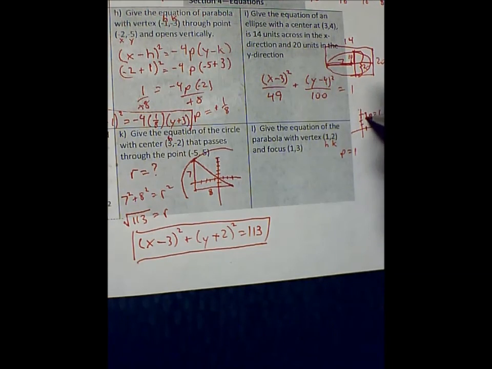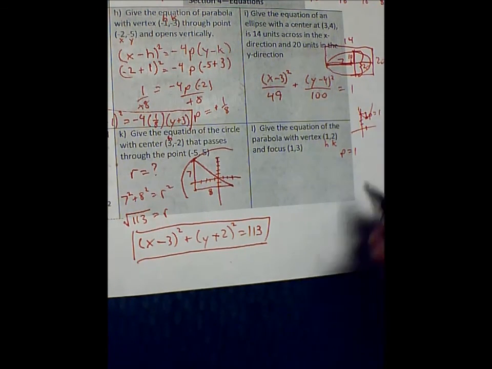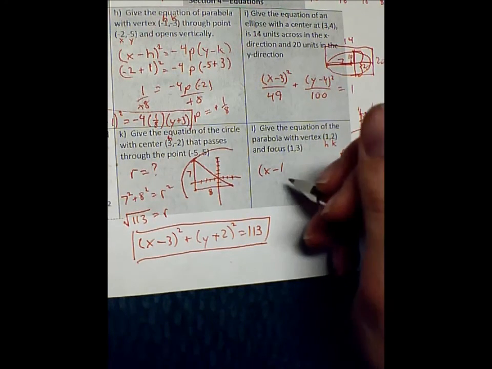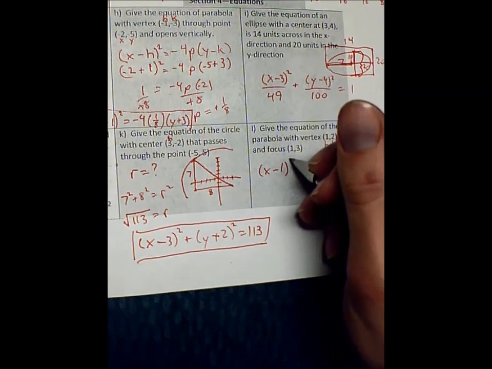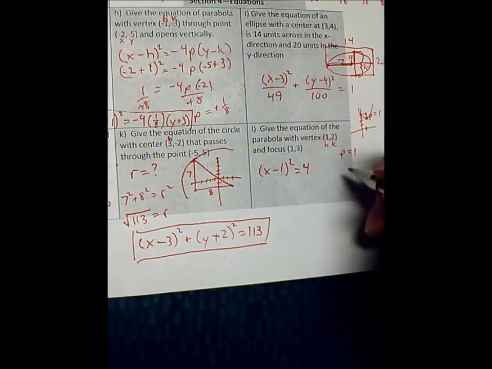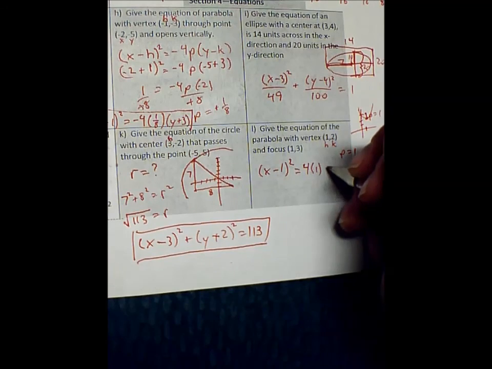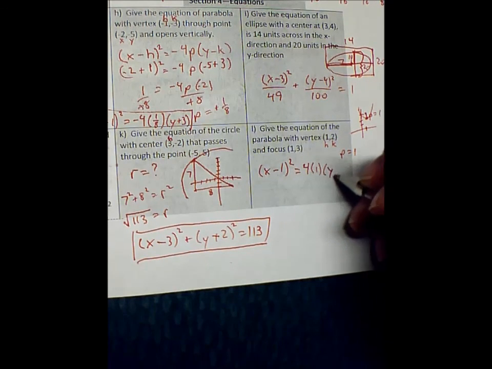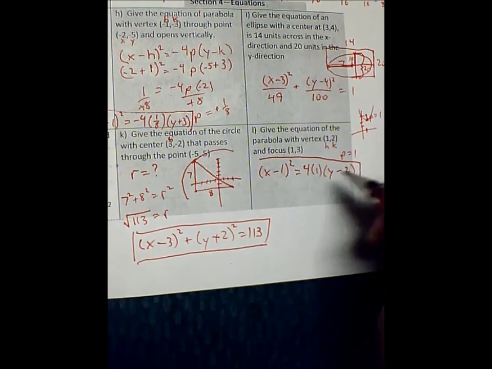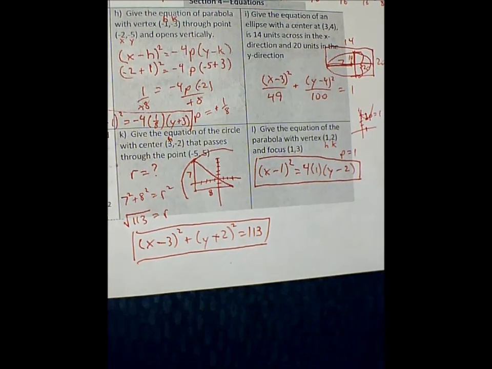Which way does the parabola open? It's going to open vertically, so I'm going to use x on the squared side. It opens up, so it's a positive 4 times p. P is 1. And then y minus k. Y minus 2. And there it is. Done.